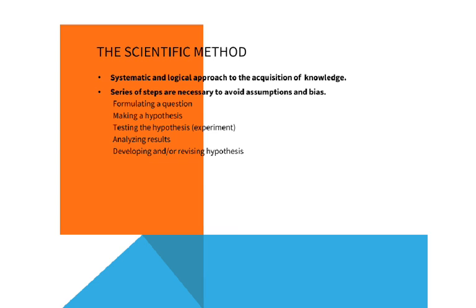Now, like I said, a series of steps is necessary to avoid assumptions and bias. A lot of times scientists will assume they know an answer to something just because it appears so. The scientific method takes away those assumptions, it takes away those biases, and it allows the scientist to view through the eyes of just a scientist, not through the eyes of a mom or a dad or a boy or a girl or anything like that.